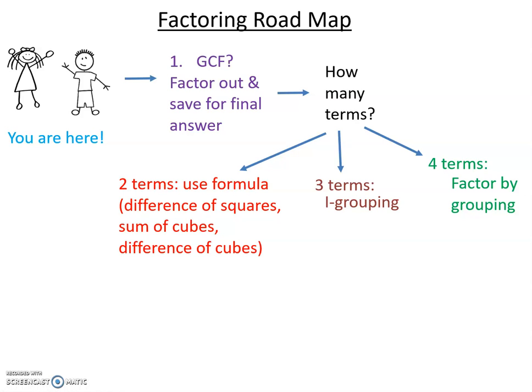So in 2.3, we were working on 4-term polynomials. We needed to factor those by grouping. Today we're focusing on 3-term trinomials, and we're going to focus on I grouping.